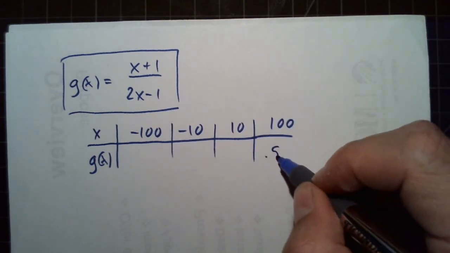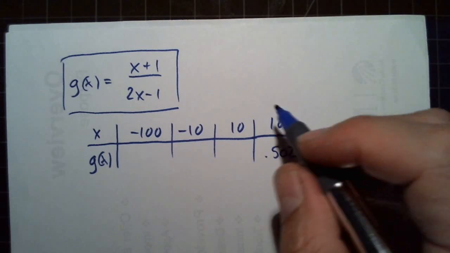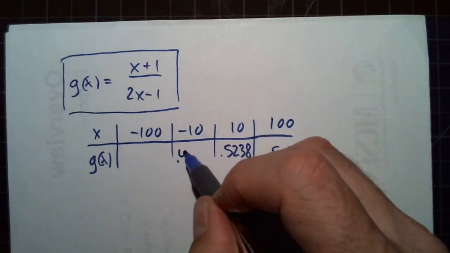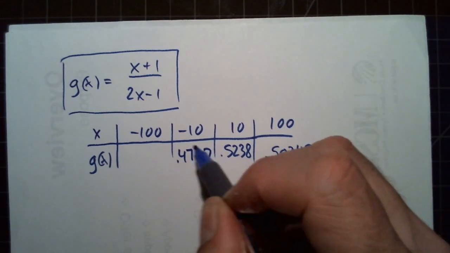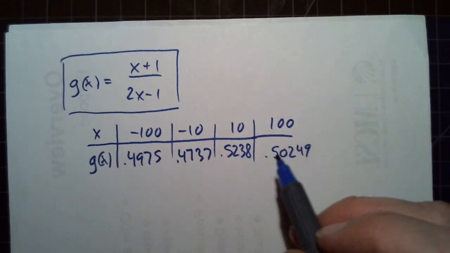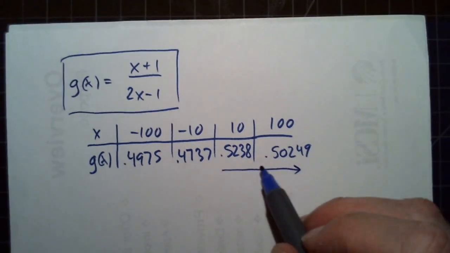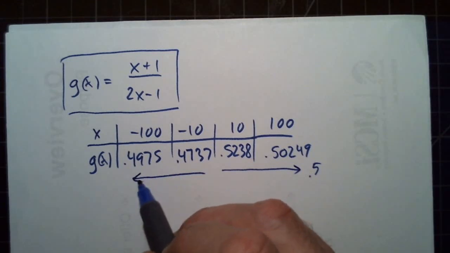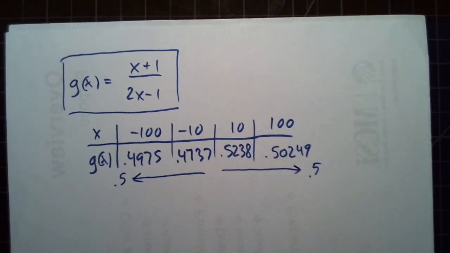So we have 0.50249, 0.5238, 0.4737, 0.4975. We want to know what's happening going to the right. It looks like it's going to 0.5, and going to the left looks like it's also going to 0.5.